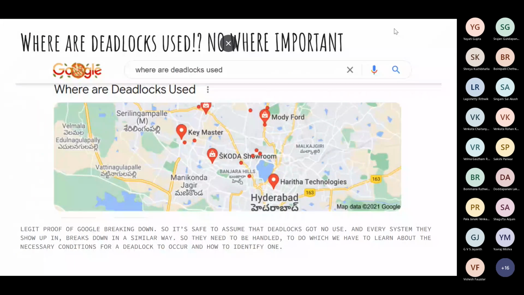And is this useful anywhere? No, deadlocks are not useful. This is an actual screenshot of my Google feed, when I searched where deadlocks are used, and Google broke down. So we know that deadlocks have no use. So we need to understand how they form, and we have certain methods of how we can prevent a deadlock from occurring.